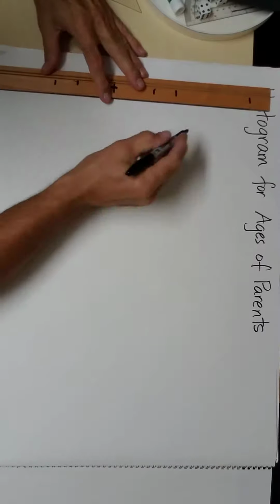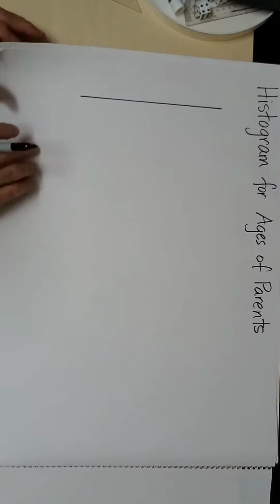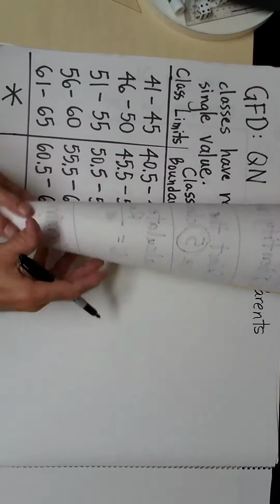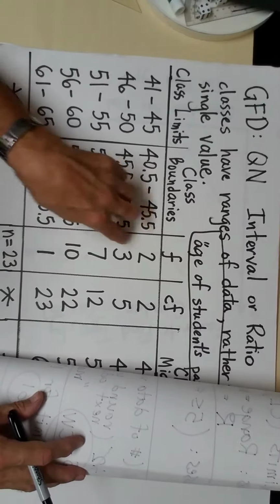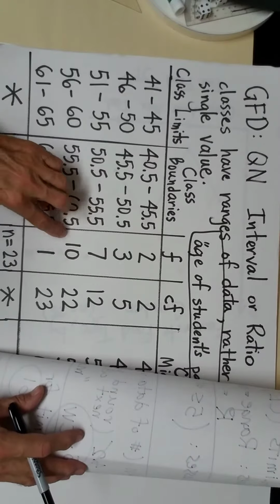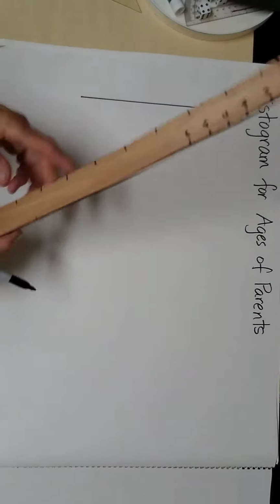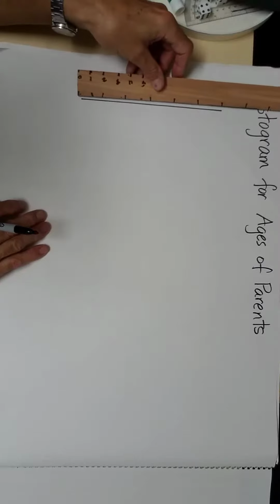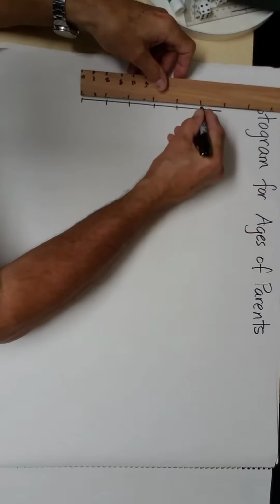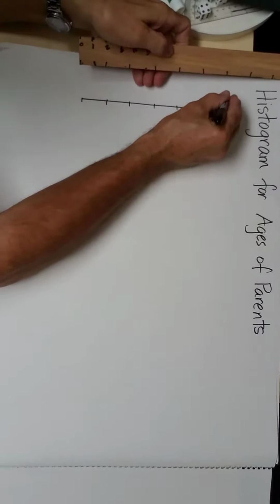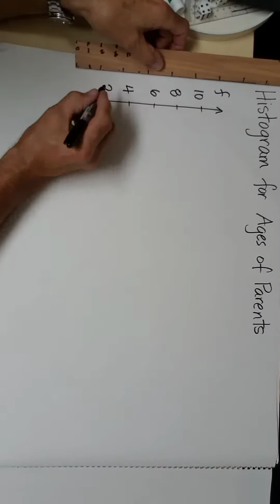I need a vertical scale, which is my frequency scale. I need to quickly glance back. In my table for my group frequency distribution, my highest frequency in the table was a 10. So my vertical scale needs to go to 10, but not necessarily any higher. Okay. So I'm going to use my homemade scale here and count by twos. 0, 2, 4, 6, 8, 10. Okay. 10, 8, 6, 4, 2, 0.